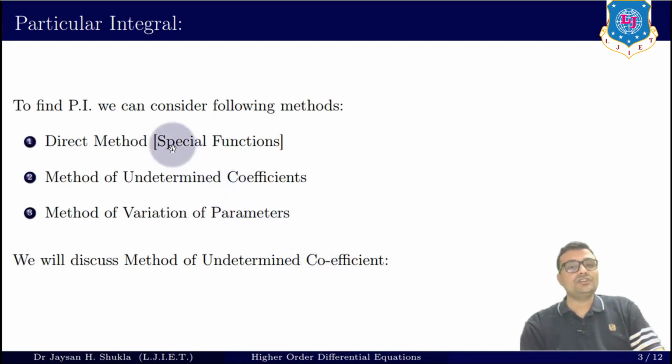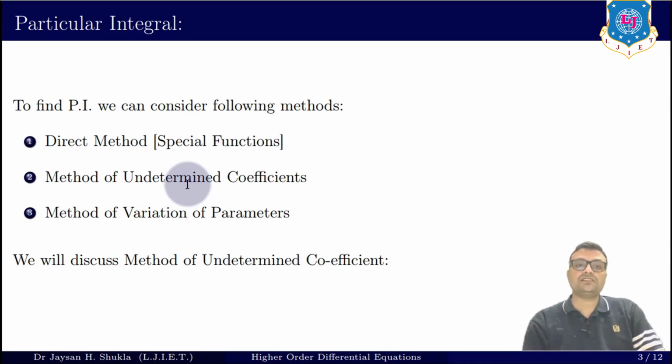Now, as I told you, there are three main methods: the direct methods or special functions, which are already covered in our previous videos. The second method is the method of undetermined coefficients. This method we are starting in this video, and later on we'll also see the method of variation of parameters.